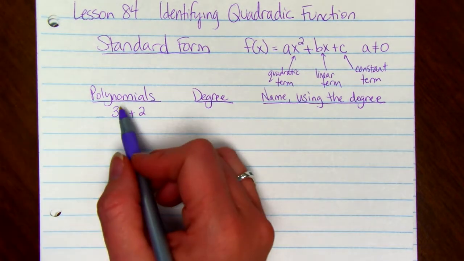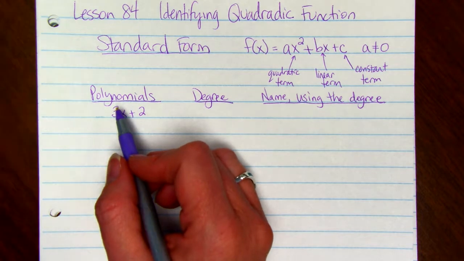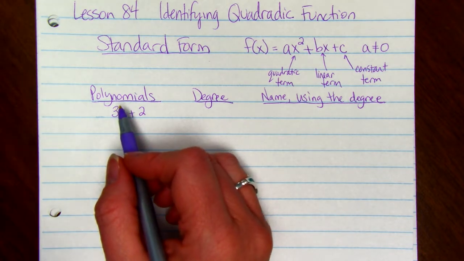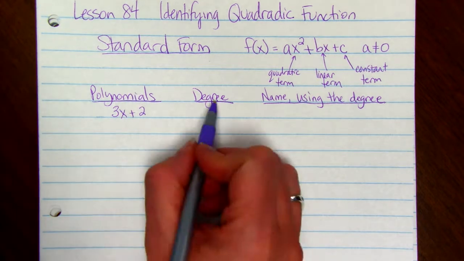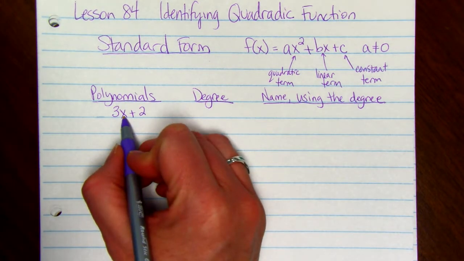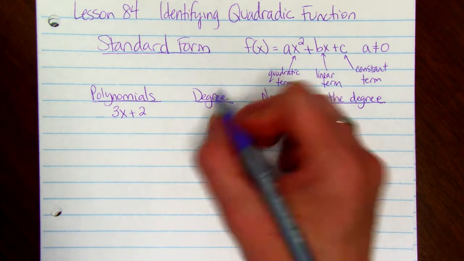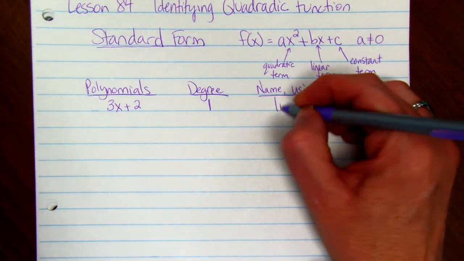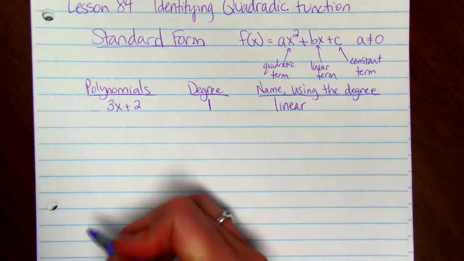I mean, let's see, how do you say this? When you look at the variable, you look at the largest exponent on that variable, and that's the degree. So here's the variable x. It has a 1. There's not any other x's, so the degree is 1. This is going to be a linear function.